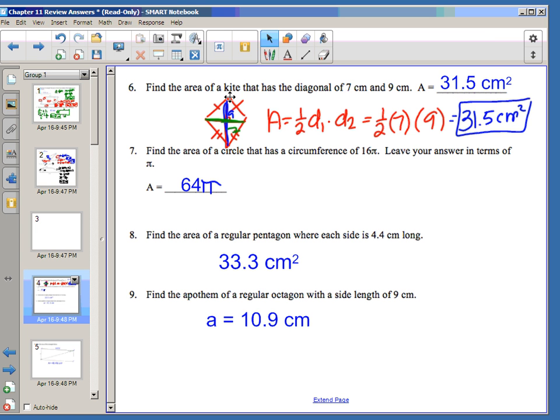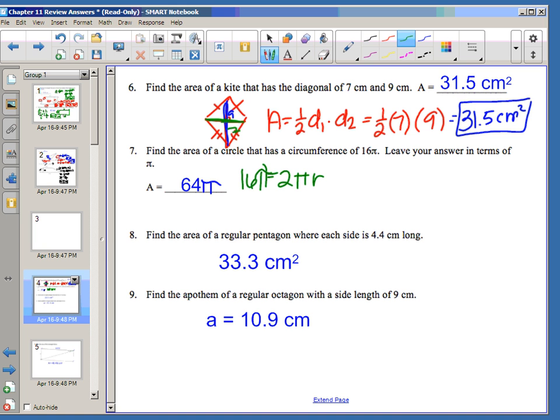And I'm just going to continue on to the second page in the same video. So it says, find the area of a circle that has a circumference of 16 pi. Leave your answer in terms of pi. So I would go to my formula sheet and say, well, circumference is 2 pi r. I do know that the circumference is 16 pi, so I'm going to fill that in.